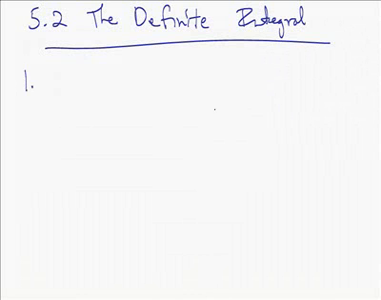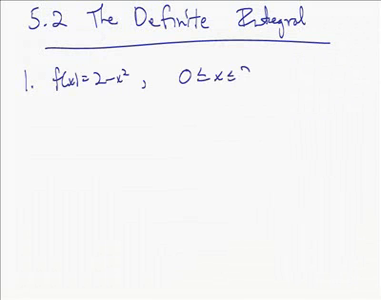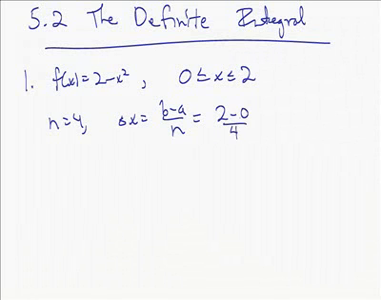We want to evaluate the Riemann sum for f of x is equal to 2 minus x squared for x going between 0 and 2, with 4 subintervals, taking the sample to be right endpoints. So since n is equal to 4, that means that delta x is going to be b minus a over n. B here is 2, so we get 2 minus 0 over 4, or 1 half.